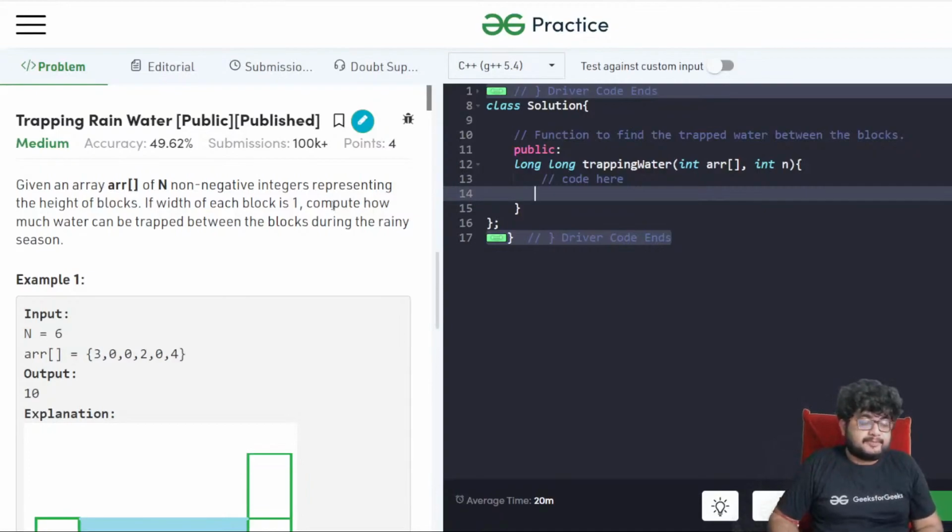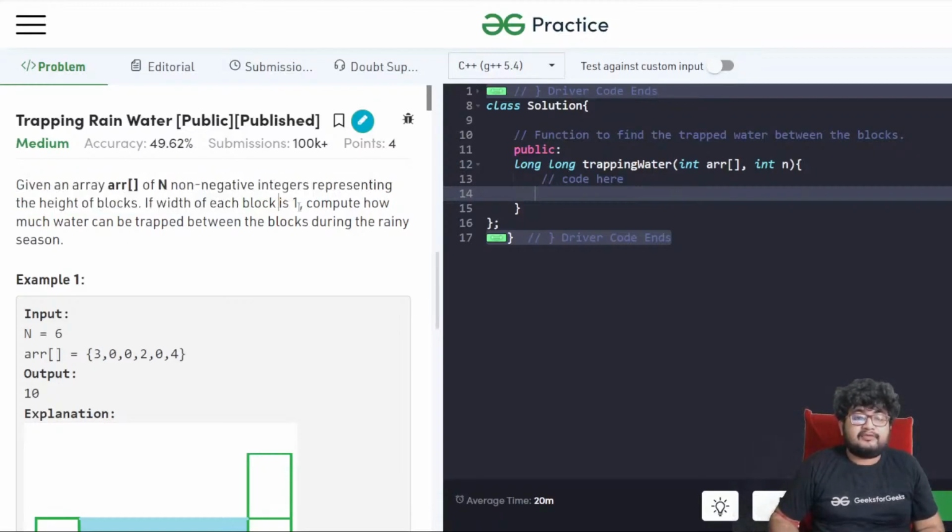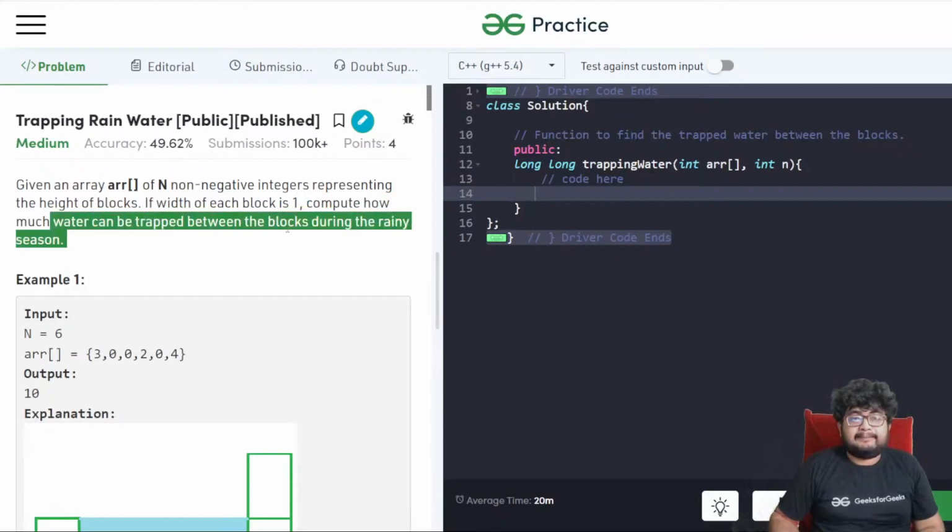So let's start with this problem now. Now this is very, very important when it comes to interviews. The problem is trapping rainwater. So very common question. Given an array of n non-negative integers representing the heights of the blocks, if the width of the block is 1, compute how much water can be trapped between the blocks during rainy season.